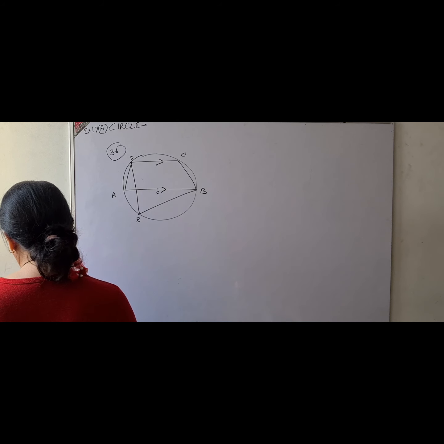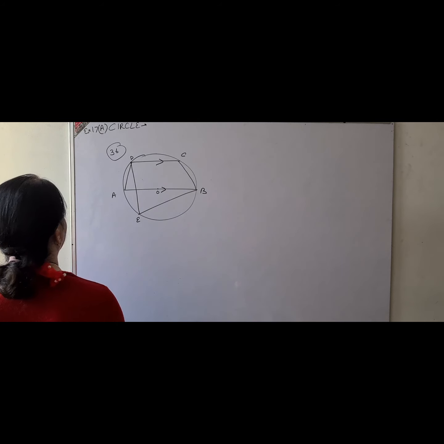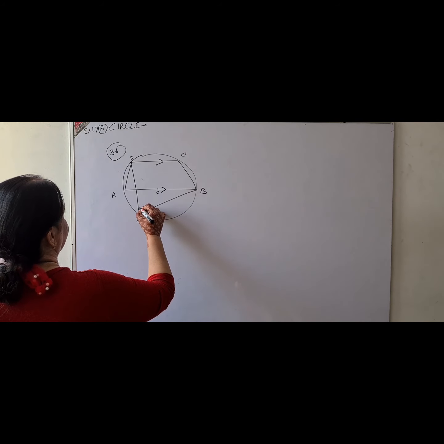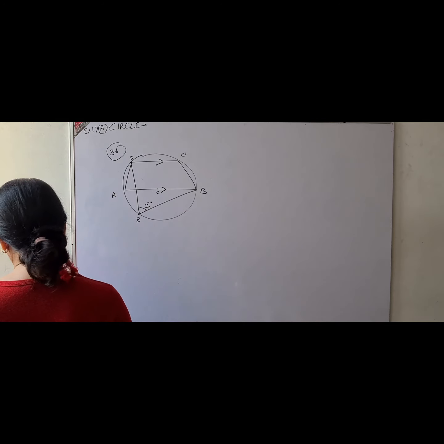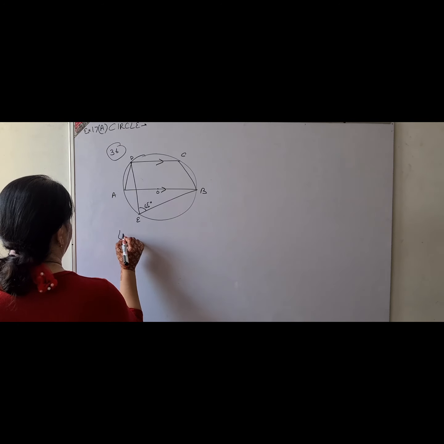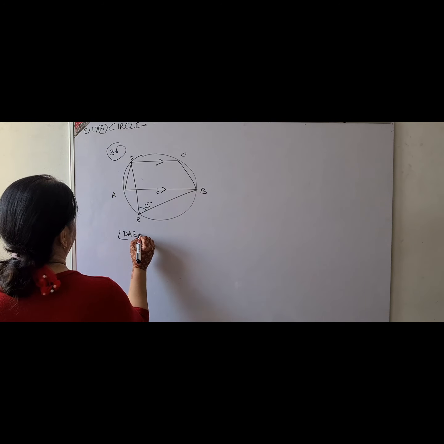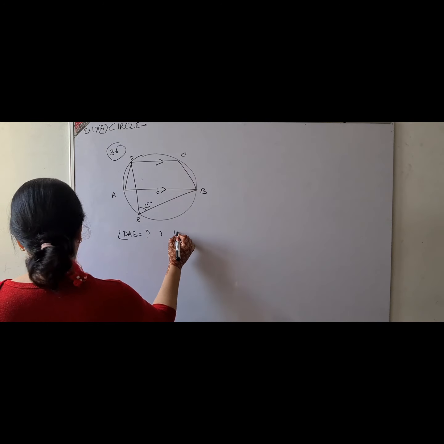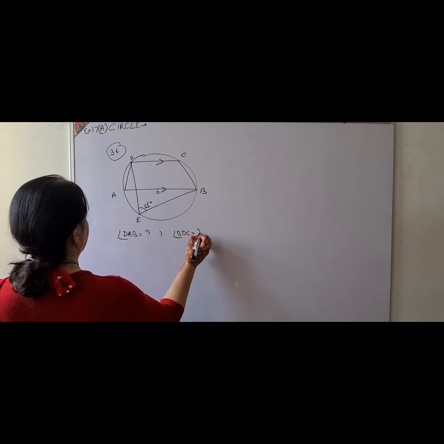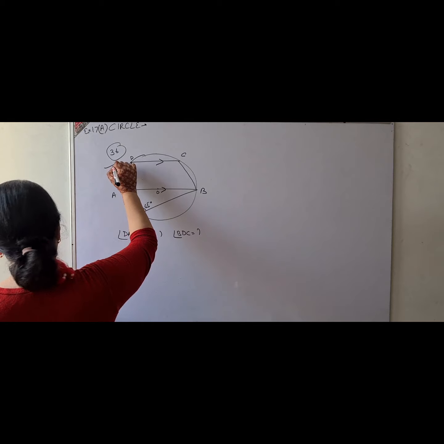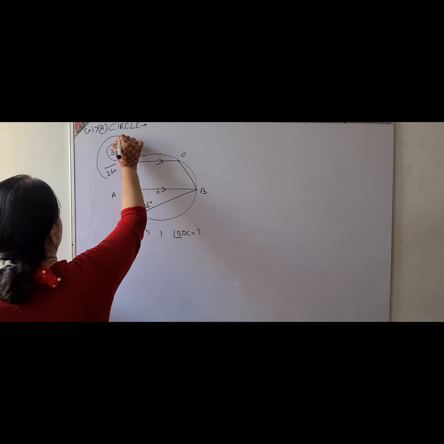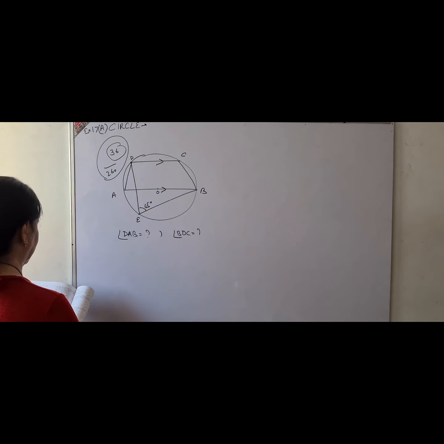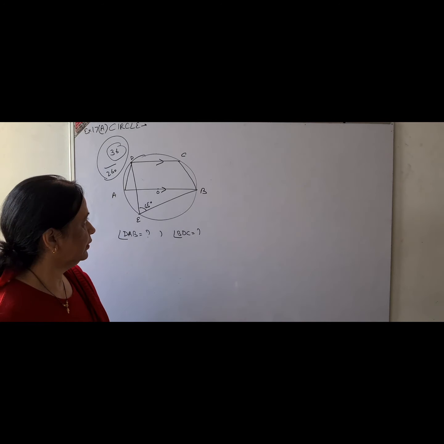So he says ABCD is a cyclic quadrilateral in which AB is parallel to DC. AB is the diameter of the circle, given angle BED is 65. We have to calculate DAB. See how simple. We have to calculate DAB and we have to calculate BDC. This is question number 36 on page 260, Exercise 17A. So the first question is find DAB.